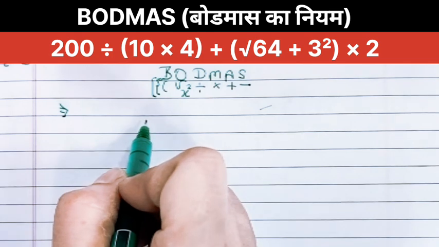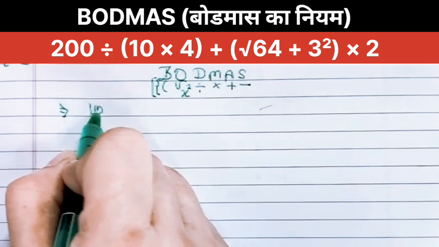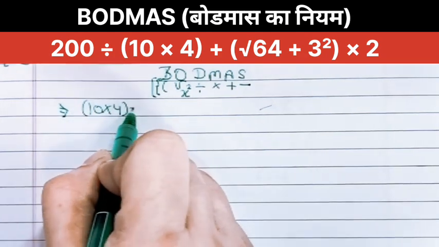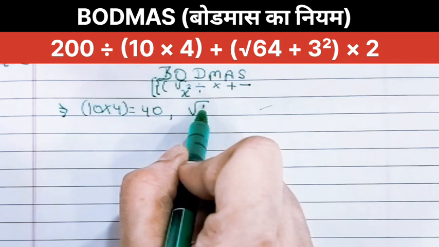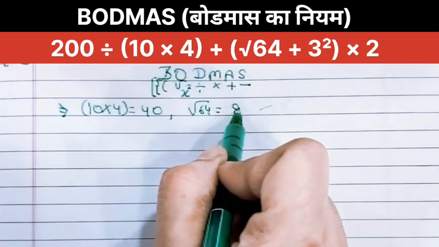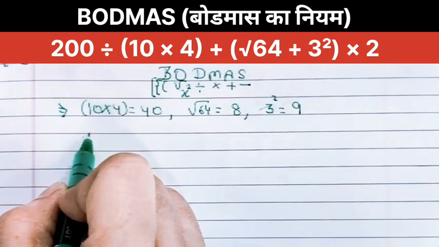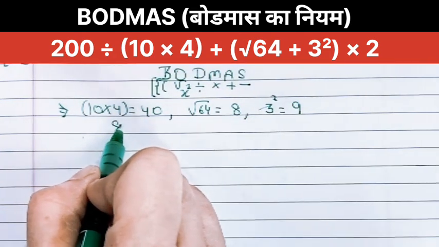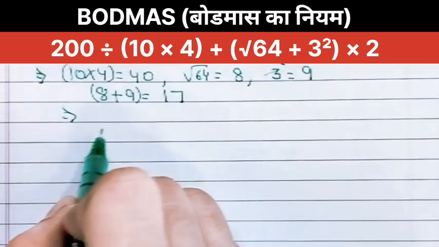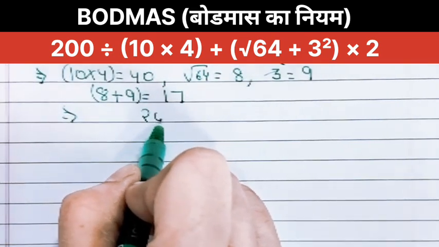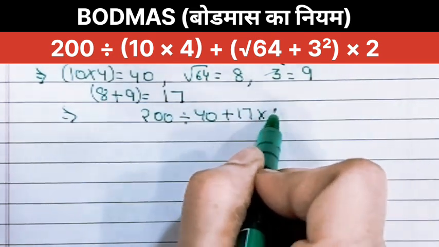First step, solve the inside brackets. BODMAS requires solving the bracket terms first. Now there is 10 multiplied by 4 equals 40. The second bracket says orders. First we solve the order: the root of 64 equals 8, and then the exponent: 3 squared equals 9. Then the addition: 8 plus 9 gives you 17.